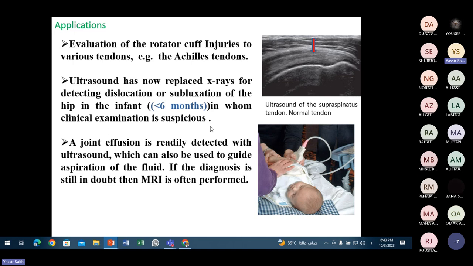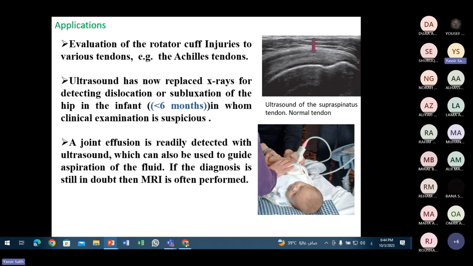So my question: how do you assess a patient more than 6 months if you suspect congenital hip dislocation? MRI? Is there any other suggestion? Well, you have to assess the head of the femur and the acetabulum, the joint, in this child or infant. If less than 6 months, you can assess the integrity of the head of the femur in the acetabulum. Is it well in place or not?